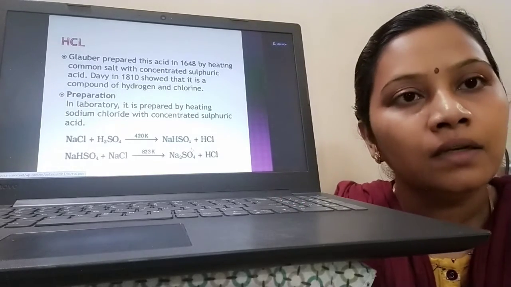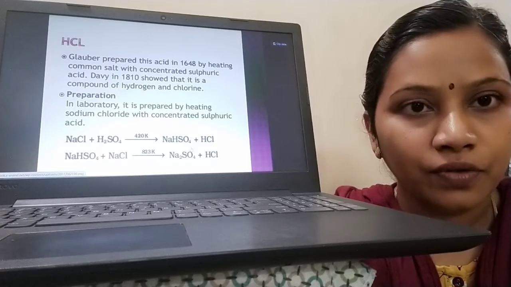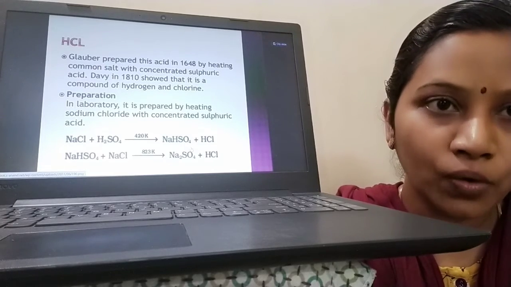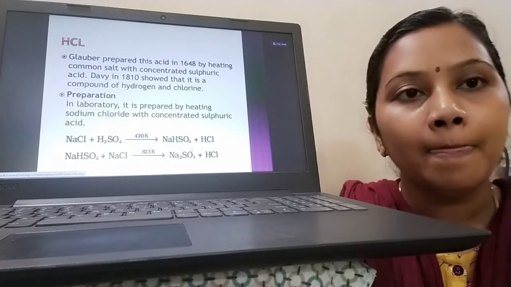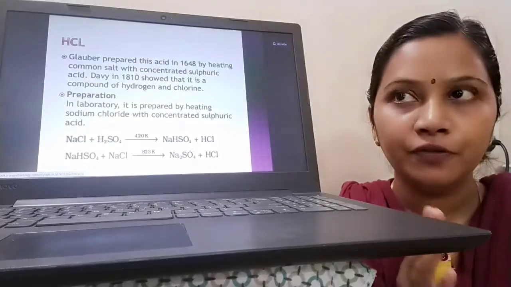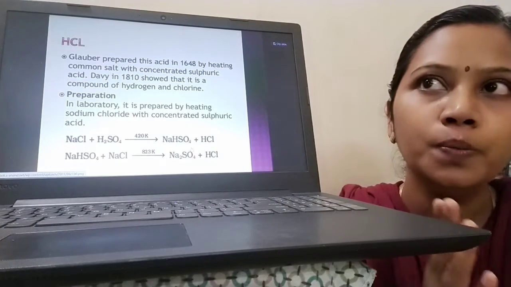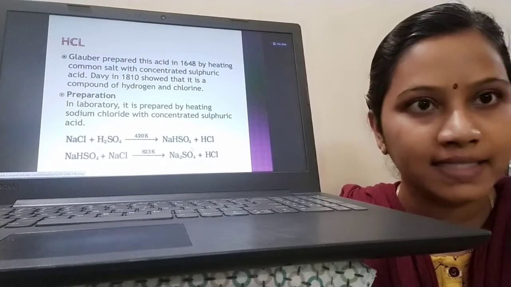So we have seen the anomalous property of fluorine. Then we have seen about chlorine, its reaction, its uses. Moving to HCl, as we have seen under group 16 the production of HCl.